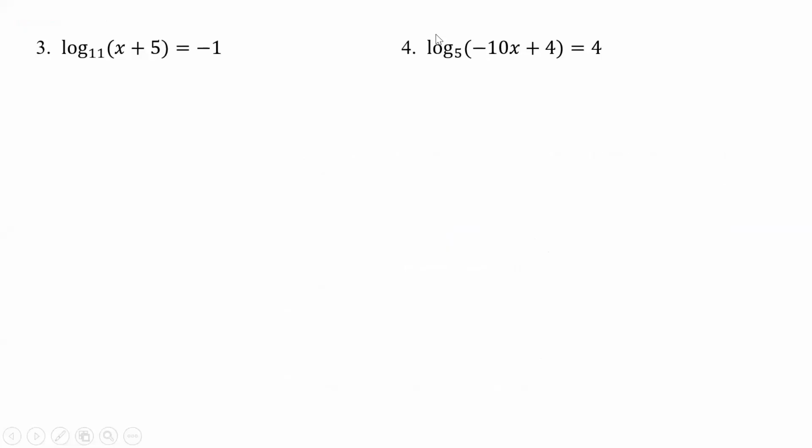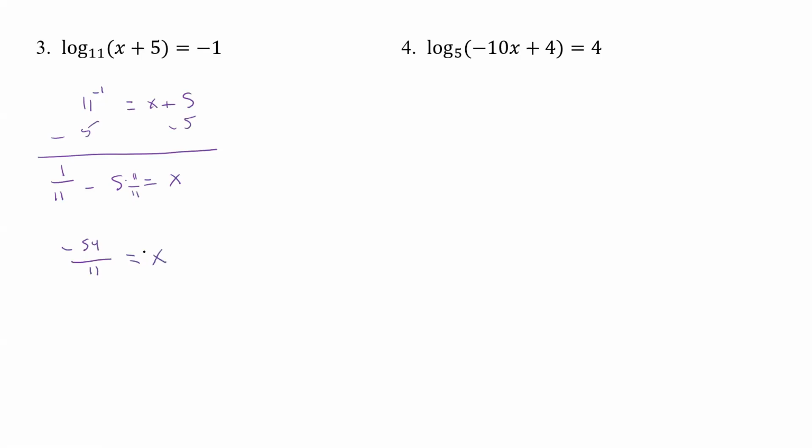What about this one? Here we're going to take 11 to the negative 1 is equal to x plus 5. Well, here if we subtract 5, we have 1 over 11 minus 5 equals x. Well, here we have to get a common denominator. So it's going to be a minus 55 plus 1, so it's going to be minus 54 over 11 is equal to x. Okay, so we had to get that common denominator and then just subtract our fractions.